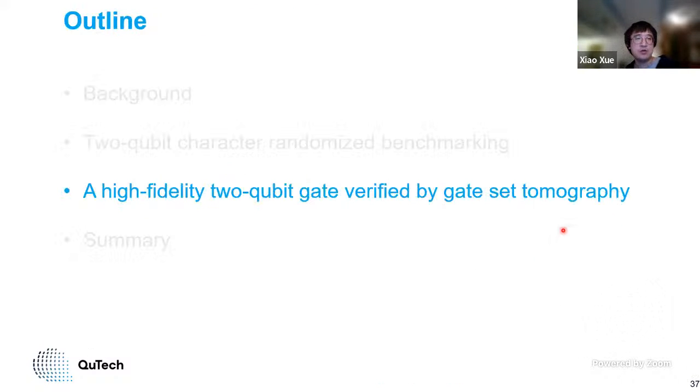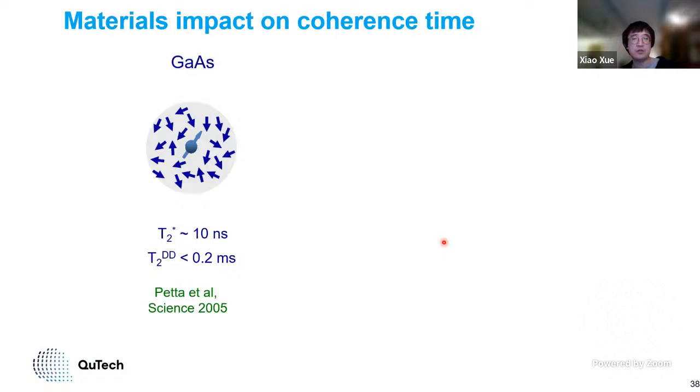All right, so that's really the state of the art from a few years ago, and then I will show you the state of the art right now, which is a very high fidelity 2-qubit gate verified by GST. And before that, I would like to tell you that the choice of material has a huge impact on the coherence time. Many years ago, starting from like 2005, 2006, that's the time when spin qubits just took off.